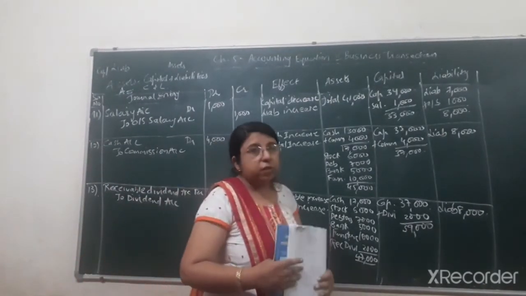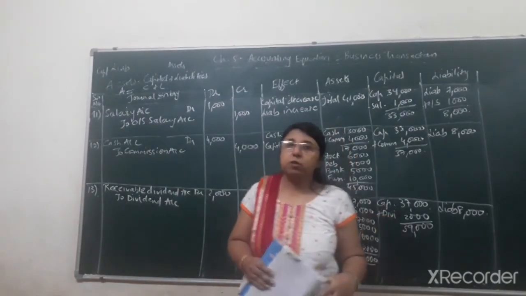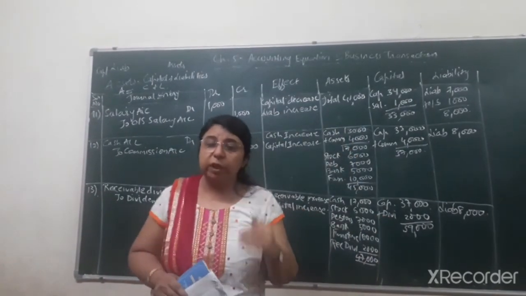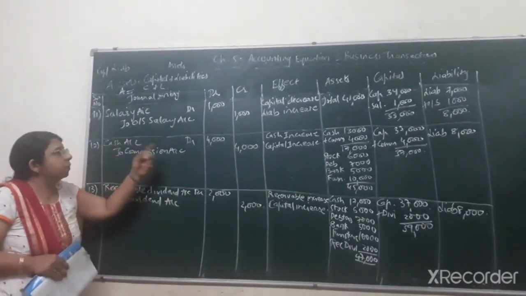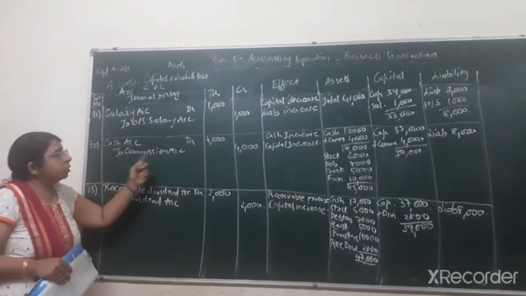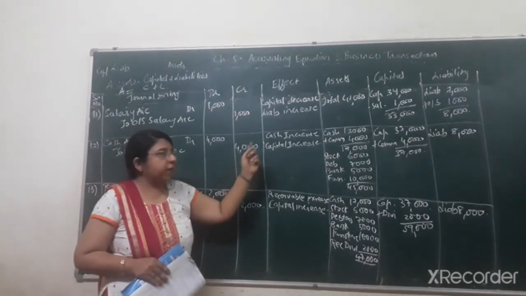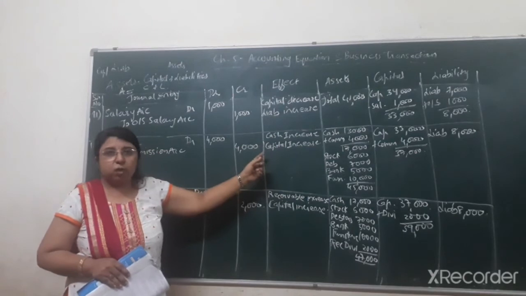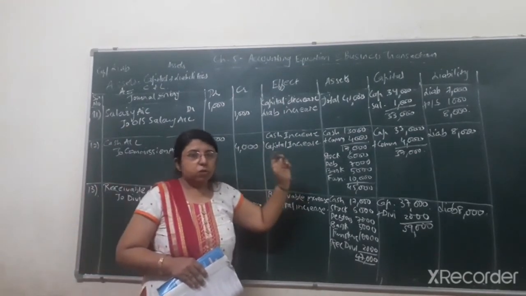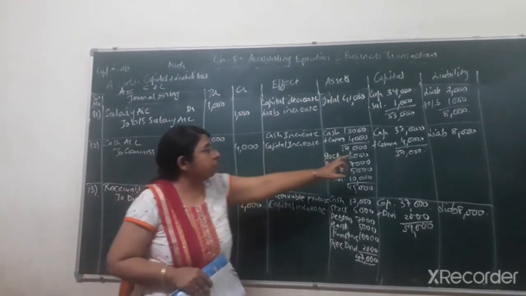Commission received rupees 4,000. We have received the commission, so cash will be received. It is one kind of income for the business. So the journal entry would be cash account debit, that is 4,000, to commission account credit, that is 4,000. Cash will be received, so cash increases, and commission is one kind of income, so capital will also increase. So there will be an effect, one in cash and another in capital.